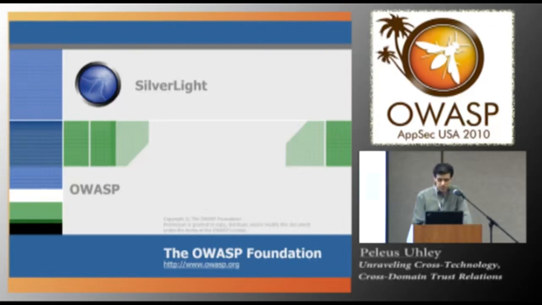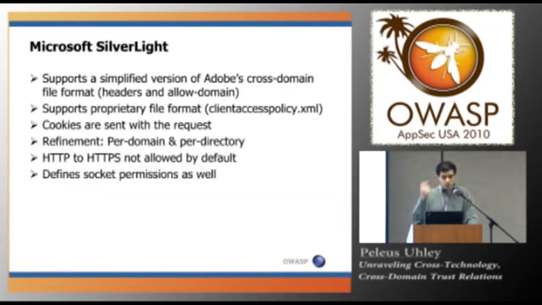With Silverlight, as I said, it supports Adobe's cross-domain policy file, but they also support their own version of cross-domain policy file, which is known as clientaccesspolicy.xml. So they support a subset of ours, but they also wanted to have one that was specific for Silverlight's needs, so they created their own. Like ours, the refinement level is either per domain or per directory. They also do not allow you to mix content over HTTP or HTTPS by default.